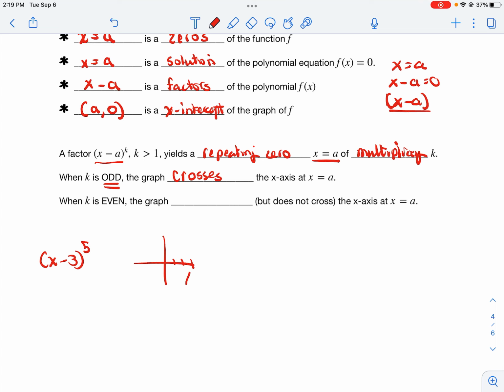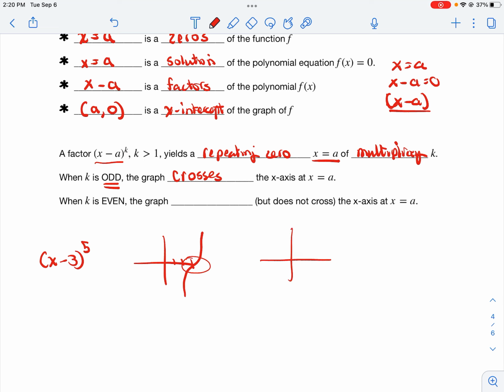So it starts down, crosses at 3, and continues up. So I got something going like that. And how it crosses, how it goes up, it might look like that, or it might approach it something like this and then curve like that. We'll see. That's what we have to figure out a little bit more. The main thing is it crosses across the x-axis.